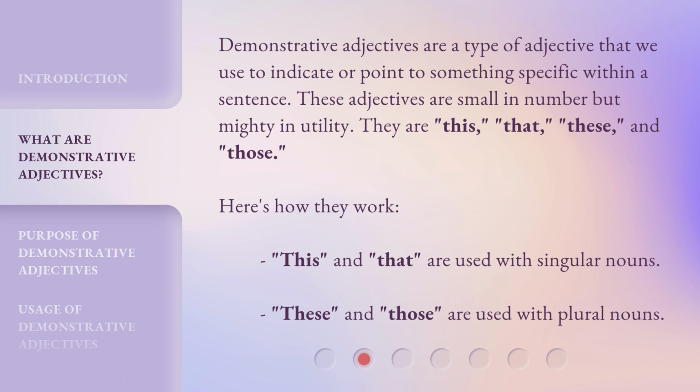Demonstrative adjectives are a type of adjective that we use to indicate or point to something specific within a sentence. These adjectives are small in number but mighty in utility. They are this, that, these, and those. Here's how they work. This and that are used with singular nouns. These and those are used with plural nouns.